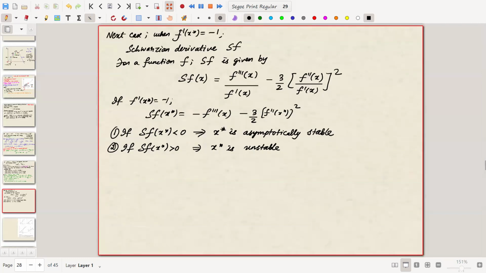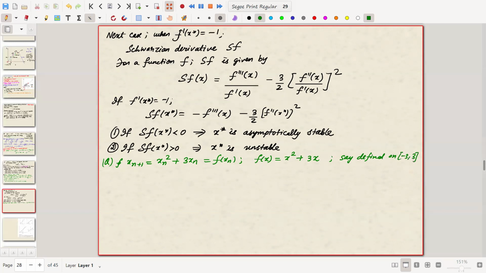I'd like to consider one example here for you, same as we did in the previous page. Take this example: x_{n+1} = x_n^2 + 3x_n. This is your iterative map, and this is f of x_n. So what is f of x here? f of x is x^2 + 3x. And I am saying it is defined on [-3, 3], just for clarity.